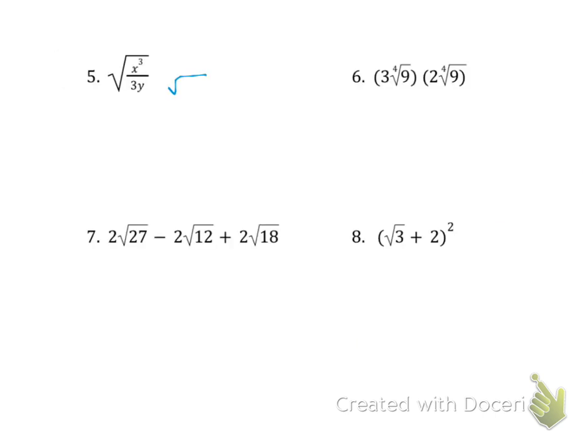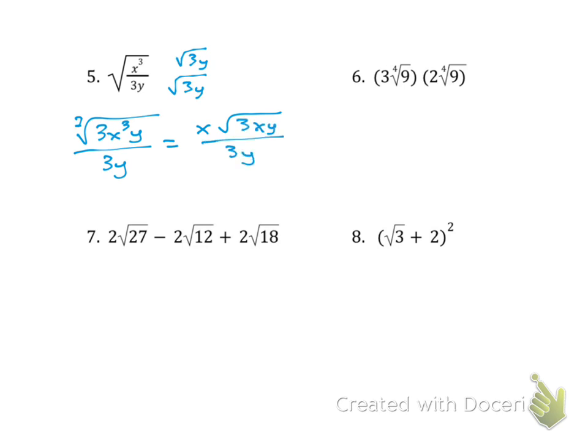Number 5, we need to multiply by the square root of 3y, which will give me 3x cubed y over 3y. And then you can simplify the numerator. Index number of 2 goes into 3 on x cubed once. And so you're left with 3xy inside the radical. And that doesn't simplify any further.